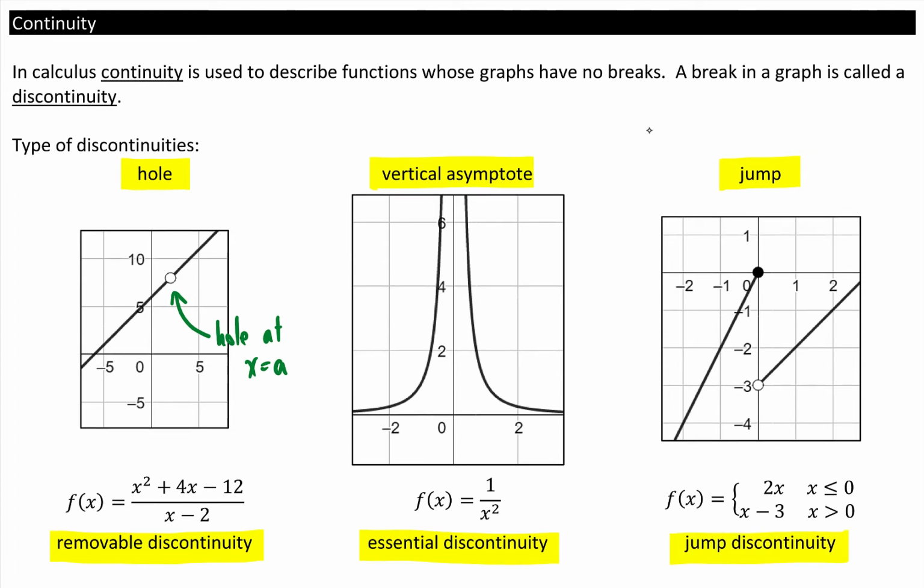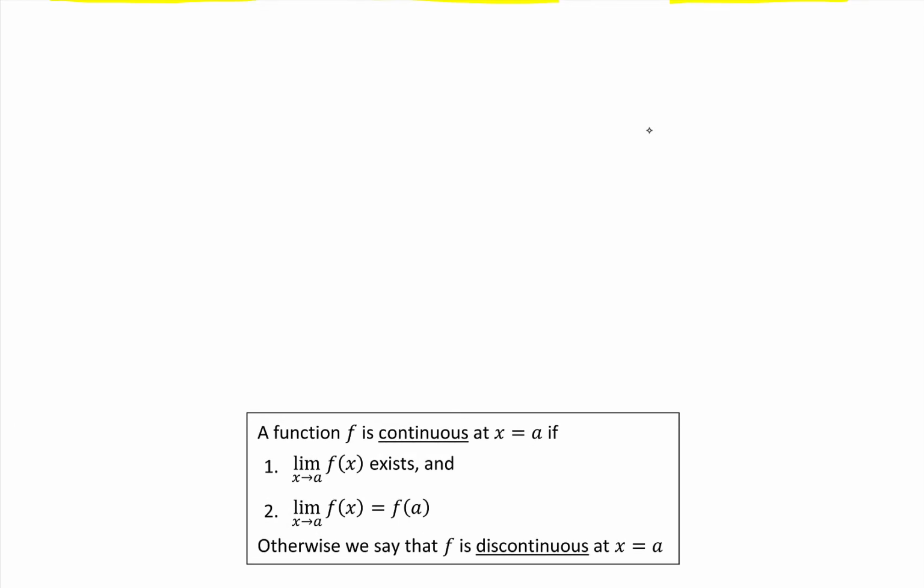So for the following three examples, we see in order for us to draw this graph, we'd have to lift our pen off the paper. And so that's why we call these discontinuous functions at those particular points. A function f is continuous at x equals a if the following two conditions are met. The first one, the limit at x equals a must exist. And secondly, the limit must equal the value of the function at x equals a.